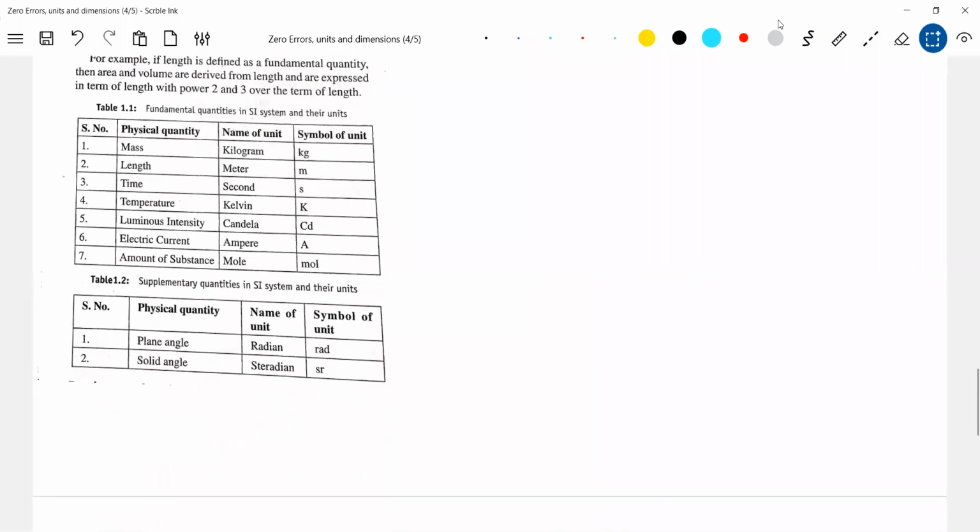Supplementary quantities: to express phase angle, radian and steradian, they do not have any dimensions. Phase angle is radian, and solid angle is steradian. So what do you mean by solid angle? The solid angle subtended by a sphere is 4 pi. So we express solid angle like this. What is the angle subtended by this? The solid angle you have to show like this.